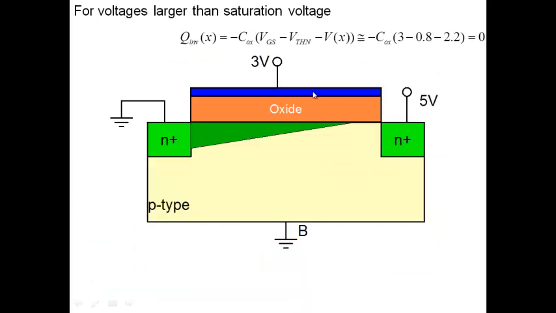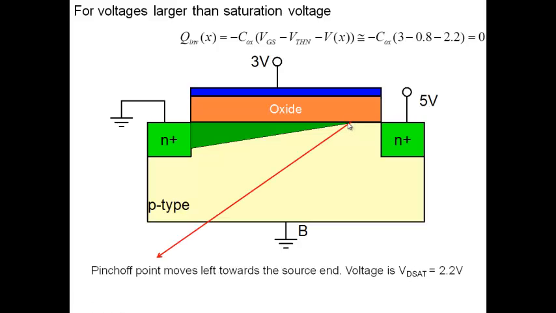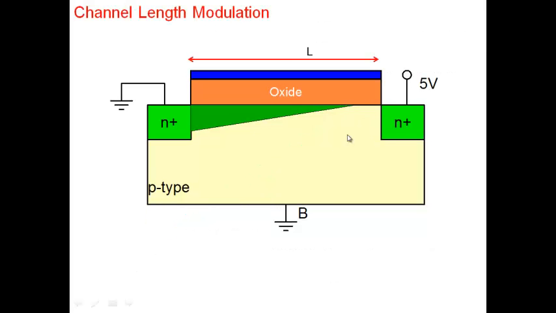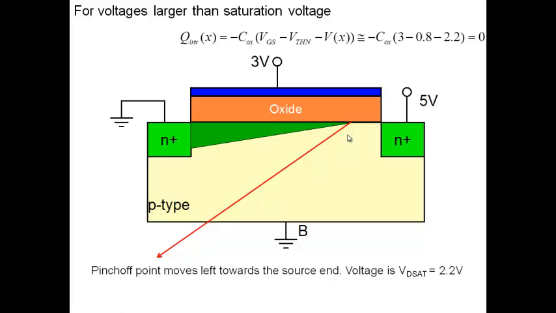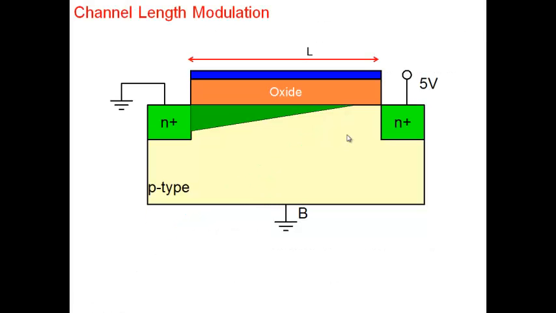Anything extra that you apply, as we have said, 2.2 was where the pinch off occurs. Say if you apply 5 volt here, the pinch off point, as we said, moves towards the left here. So the voltage at this particular point is 2.2. The voltage here is 5. So 5 minus 2.2 is what gets dropped here in the small region, right? And therefore, what we get is what we call the channel length modulation.